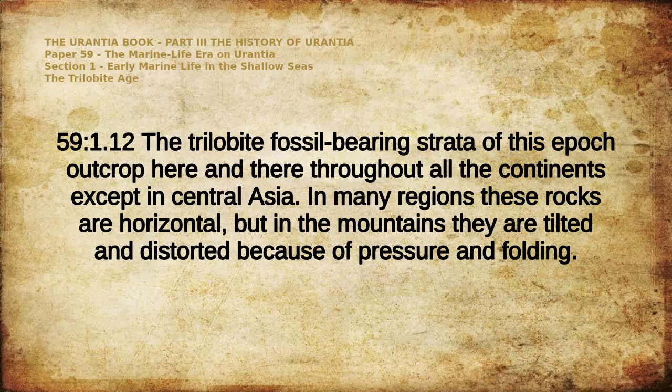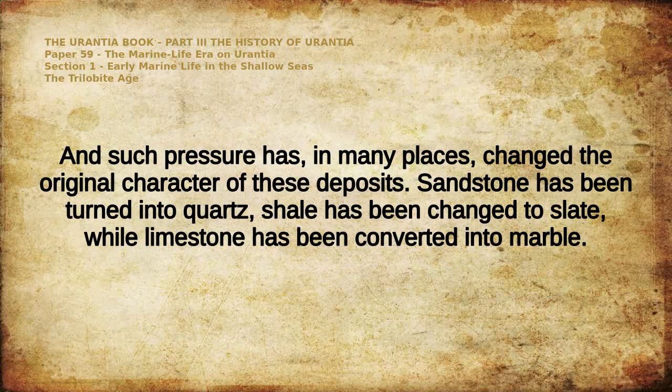The trilobite fossil-bearing strata of this epoch outcrop here and there throughout all the continents except in Central Asia. In many regions these rocks are horizontal, but in the mountains they are tilted and distorted because of pressure and folding. And such pressure has, in many places, changed the original character of these deposits. Sandstone has been turned into quartz, shale has been changed to slate, while limestone has been converted into marble.